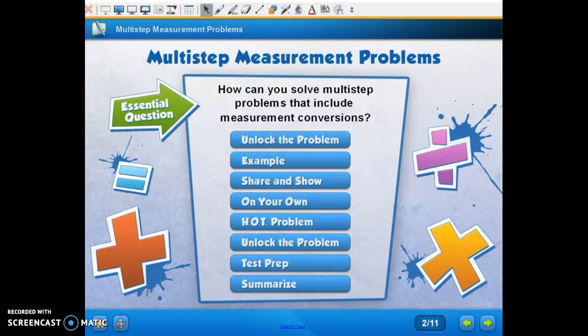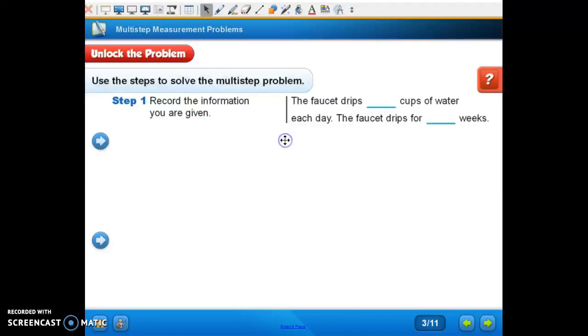Okay, here we are at lesson 10.4, multi-step measurement problems. How can you solve multi-step problems that include measurement conversion? So we're going to take what we've been learning about how we converted pounds and ounces, inches, feet, yards, miles, and what else did we do? Into, and we might have to do more than one step in our problem.